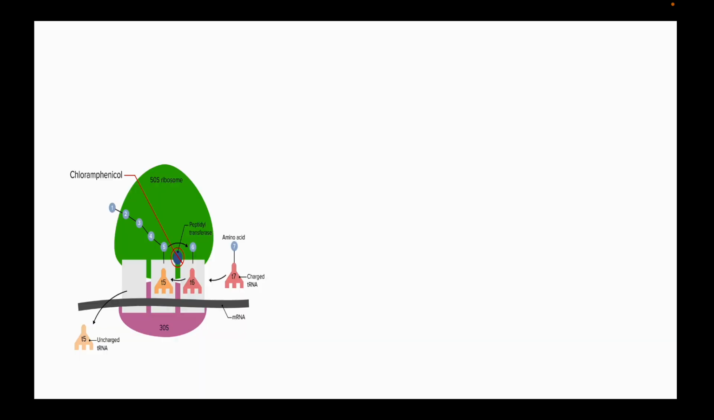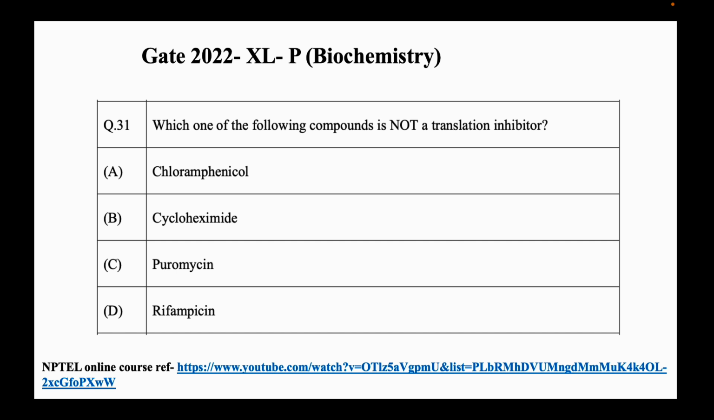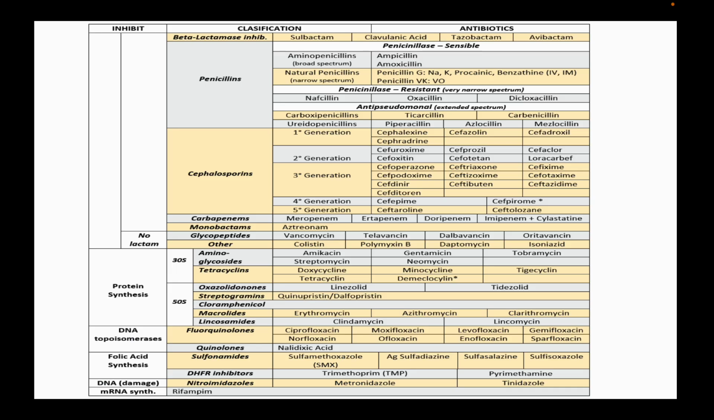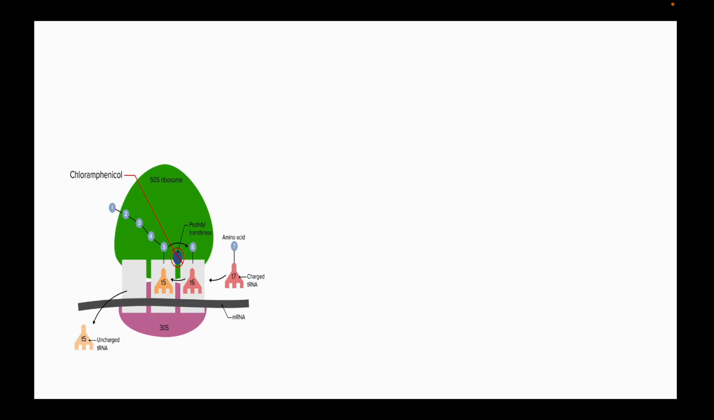So in the question we had these 4 inhibitors. So I'll explain the action of all these 4 inhibitors. Then we'll decide which among them is not a translational inhibitor. So first we have chloramphenicol.